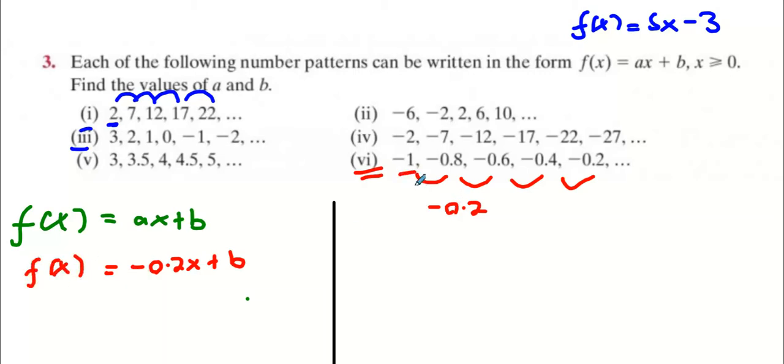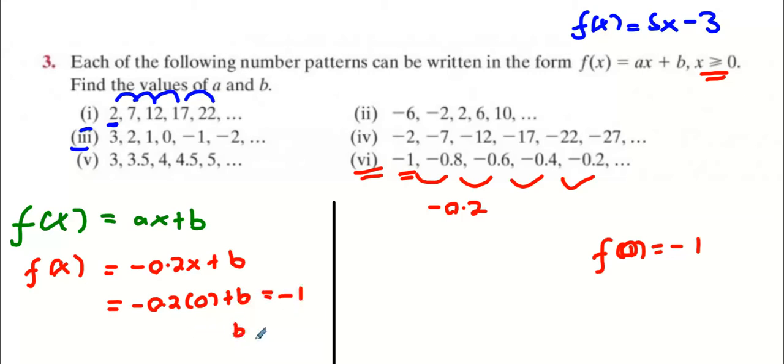So we know that f1 equals minus 1. Everybody see that? f1 equals minus 1. Or is it f0? It's actually f0 because of x equals 0. So we actually have f0 equals minus 1. So plug in 0. So minus 0.2 times 0 plus b equals minus 1. This implies b itself is equal to minus 1.